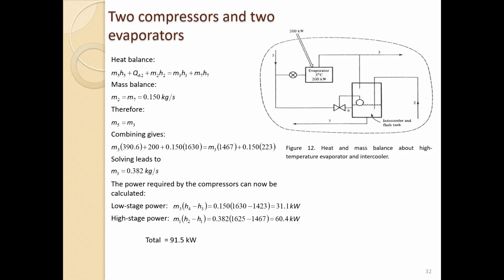Malaki. The power required by the compressor can now be calculated, so di natin kailangan yung dumaan dito, yan lang. Binuo natin to. So low stage is M1 times H4 minus H3, 0.15 times 1600 minus 1423 is 31.1 kilowatt. High stage power is M3 times H2 minus H1, 0.382 times 1625 minus 1467 is 60.4 kilowatt.